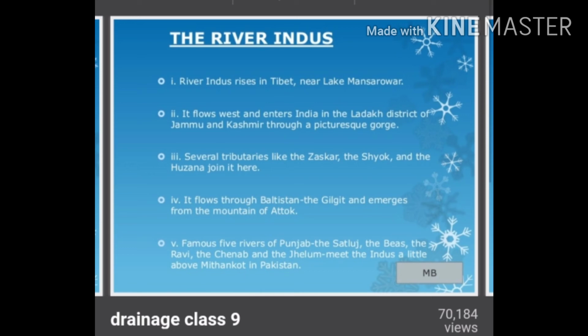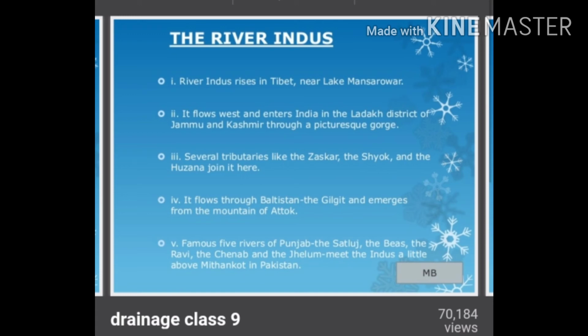It flows through Baltistan and Gilgit and emerges from the mountains at Attock. The famous five rivers of Punjab, the Satluj, Beas, Ravi, Chenab and Jhelum meet the Indus a little above Mithankot in Pakistan. So the major river, that is Indus, rises from Tibet near Mansarovar.